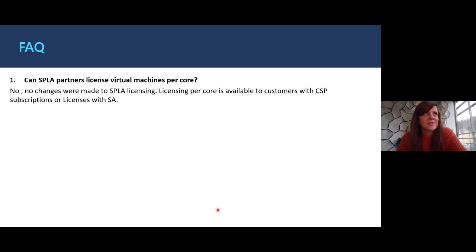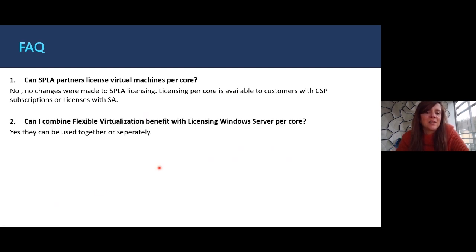Frequently asked questions. I haven't seen questions about virtual core benefits coming in yet, but it may come. So can SPLA partners license virtual machines per core? So no, there were no changes made to SPLA. Licensing per core is available to customers with CSP subscriptions or licenses with SA.